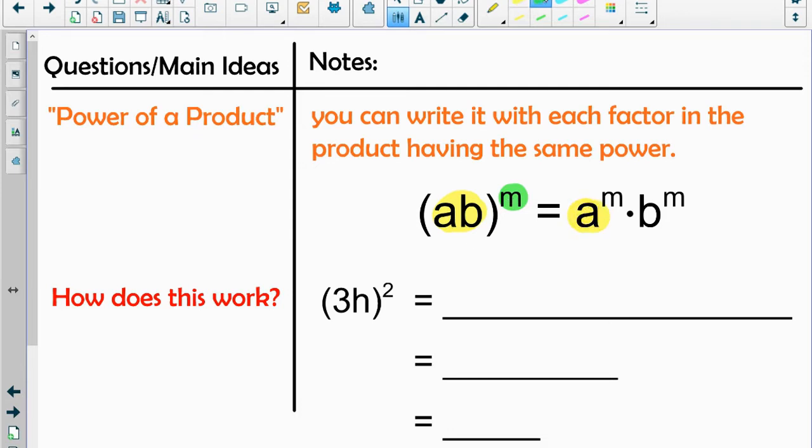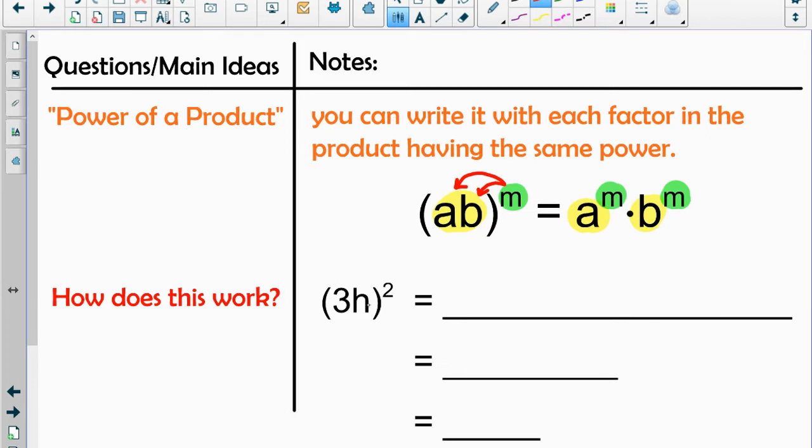that's the same as taking the first factor, so a raised to the power of m, times b raised to the power of m. I like to think of this one as kind of like the distributive property of exponents. I have to distribute the exponent to all of the factors that were being grouped together and raised to that power. So in our example down below, how does this work?